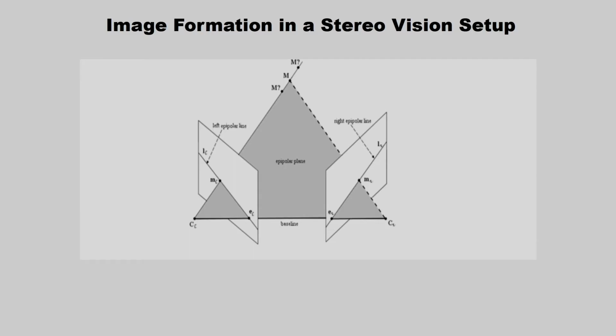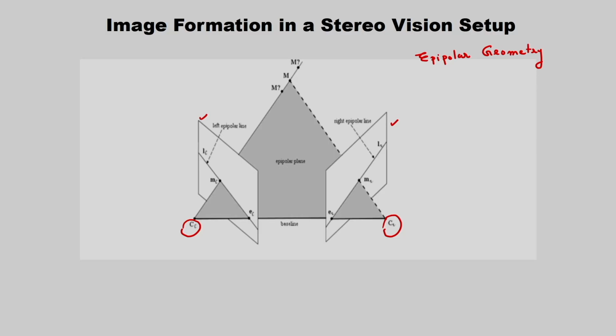So in this setup I have shown the image formation in a stereo vision setup. This configuration is called the epipolar geometry. So what is the definition of the epipolar planes? Here you see I have the left camera projection center and the right camera projection center, and corresponding to these two cameras I have the image planes. One is the left image plane, and this is the right image plane.